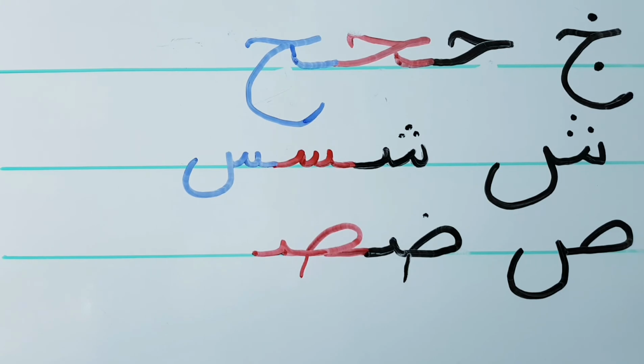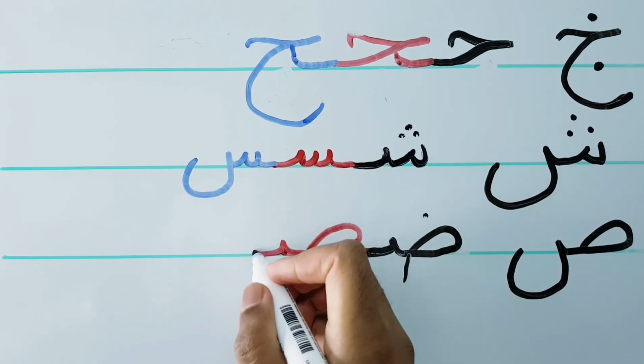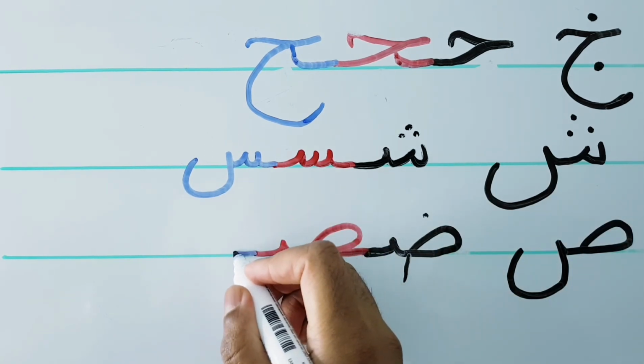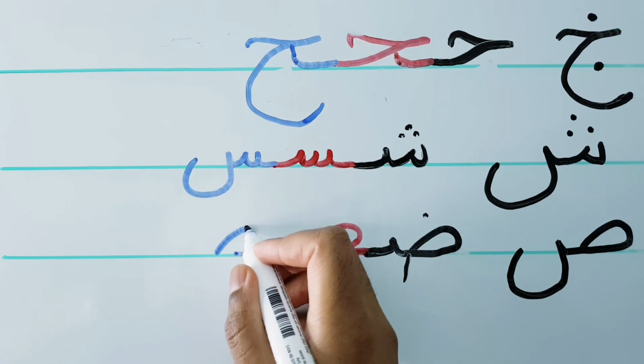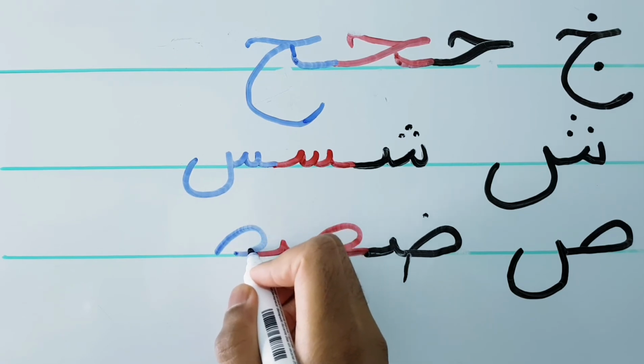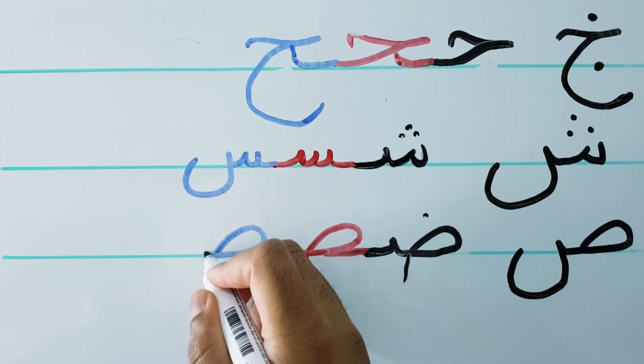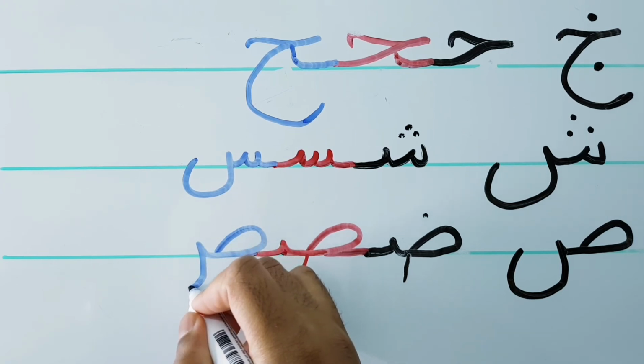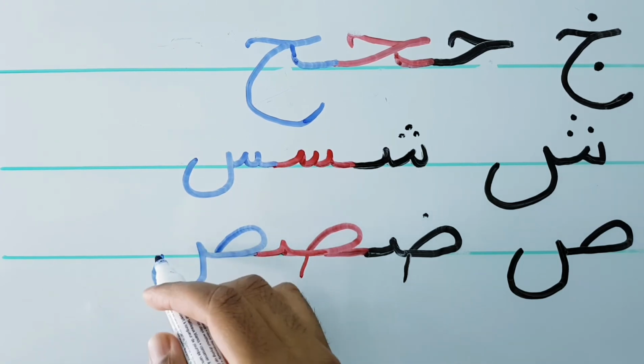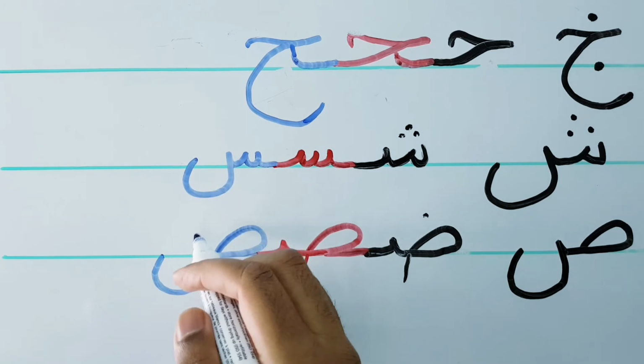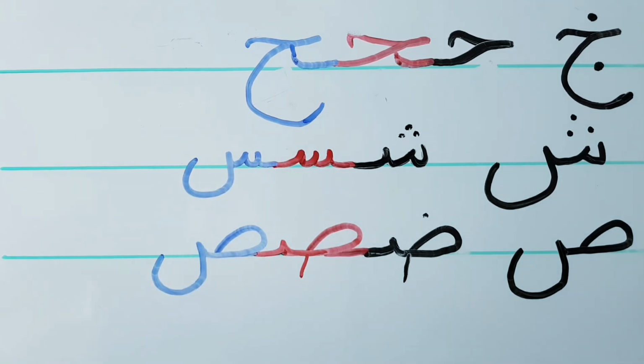Okay, in the end now. In the end, it's going to look like this. So we follow the joining line, open it up slightly, and then we do this, and then we go under. And this is always lower than this. It's always lower than this. Same like the Noon. Okay, so this is Sad in the beginning, or Dad. Sad or Dad in the middle, Sad or Dad in the end.